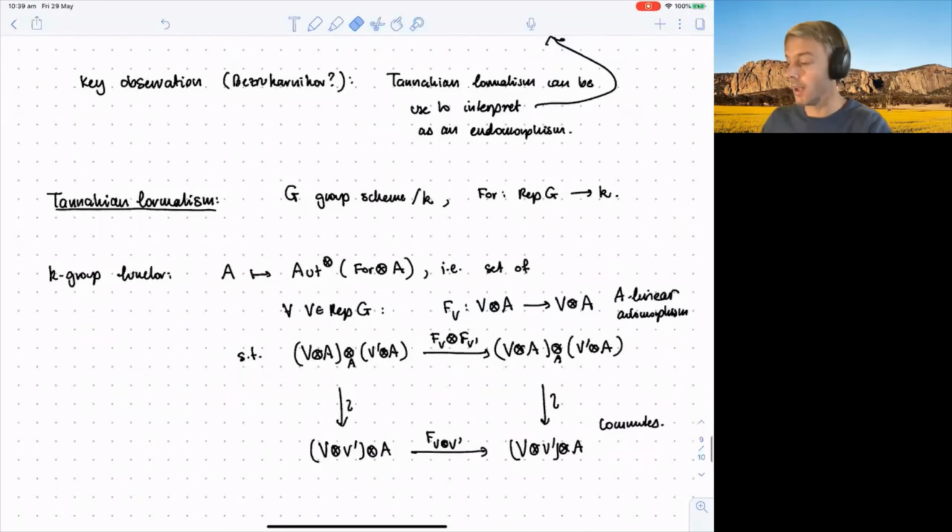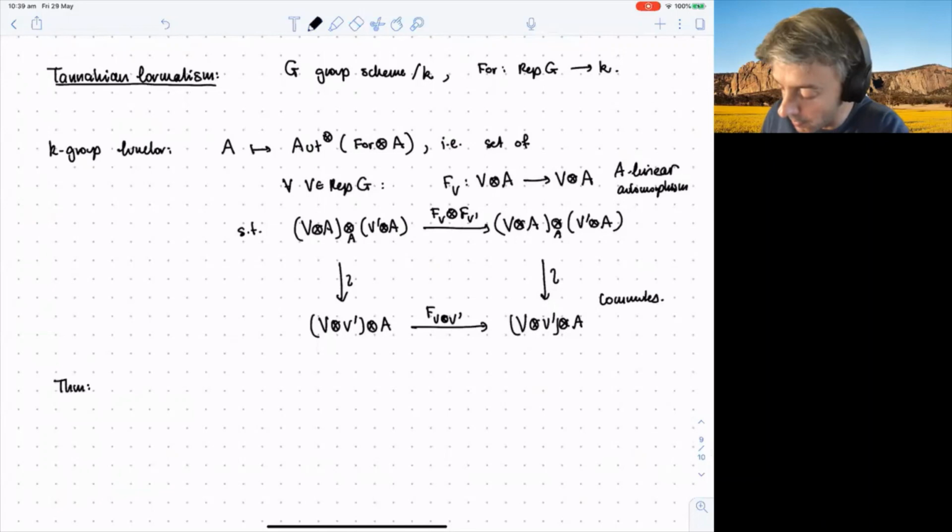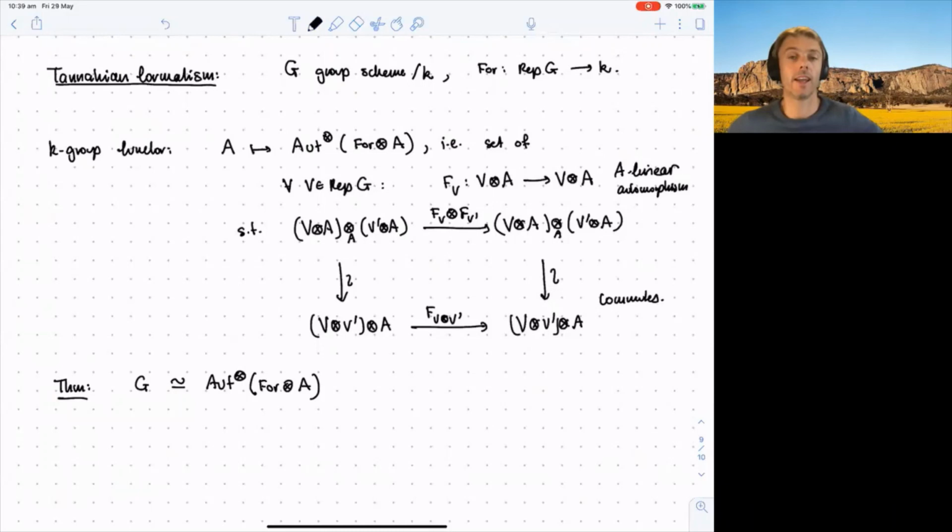And then the theorem that I need is that G is isomorphic to this K-group functor. So to give an A-point of G is the same thing as to give a tensor automorphism of the forgetful functor, the extension of the forgetful functor to A.